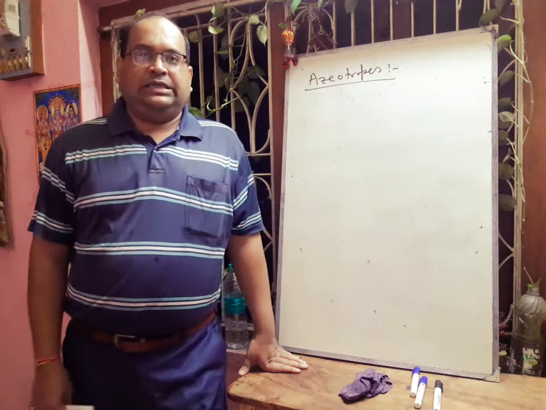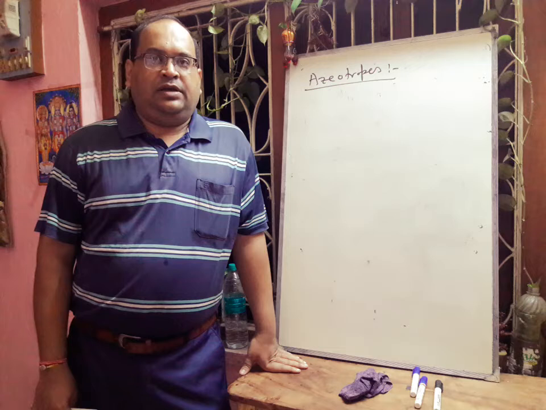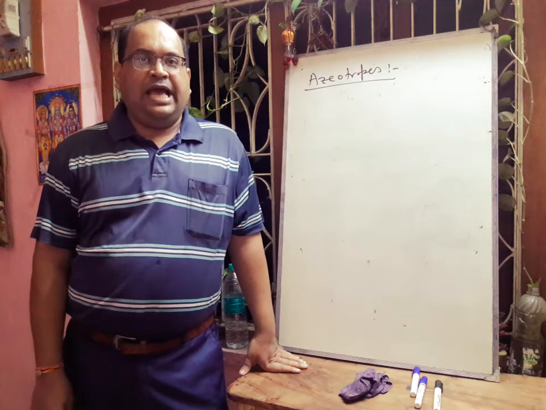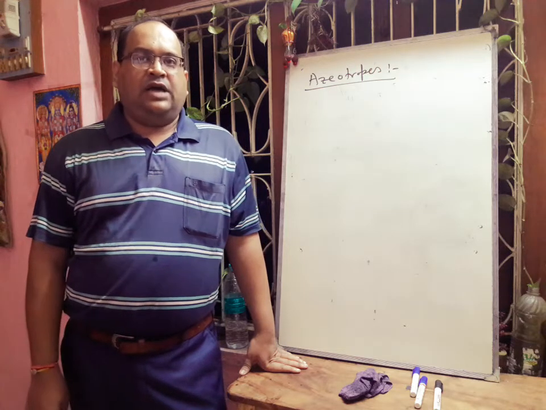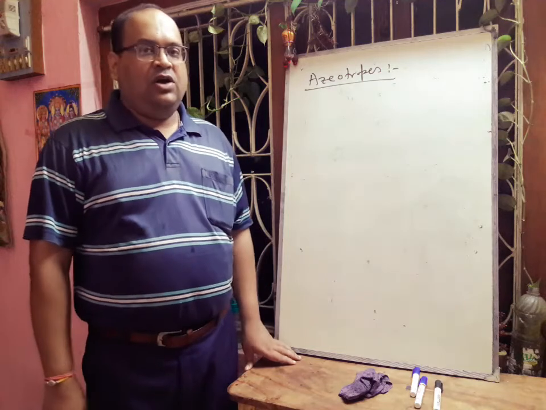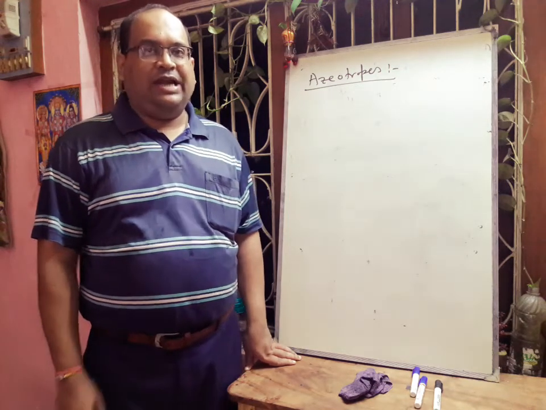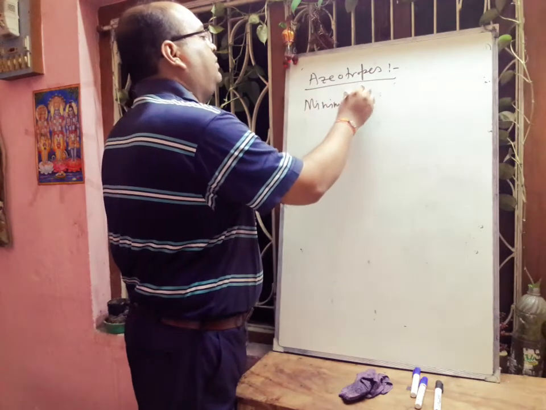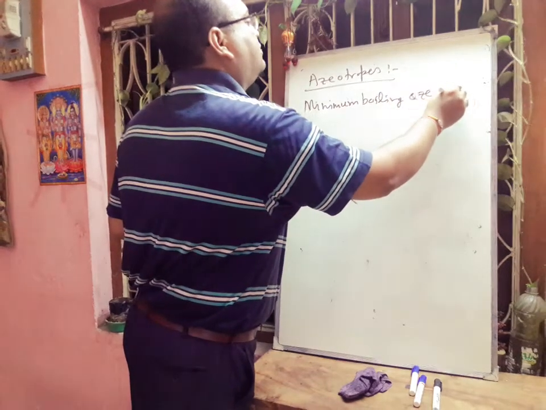Next we will discuss the types of azeotropes. Azeotropes may be of two types. One is minimum boiling azeotrope, another is maximum boiling azeotrope. And these azeotropes are non-ideal solutions. Either they will show positive deviation or they will show negative deviation. So first one is the minimum boiling azeotrope. Now what is minimum boiling azeotrope? Type 1 is minimum boiling azeotropes.